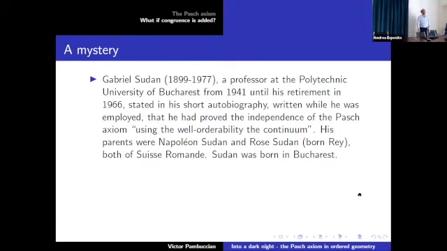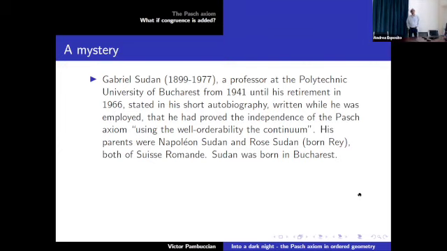Now here is a historic mystery, an aside, that I could not solve. It is regarding Gabriel Sudan, who was a professor at the Polytechnic University of Bucharest from '41 to '66, and who wrote in his short autobiography, which you had to write for becoming full professor and those kinds of things, that he proved the independence of the Pasch axiom using the well-orderability of the continuum, which is well known to be equivalent to the axiom of choice.